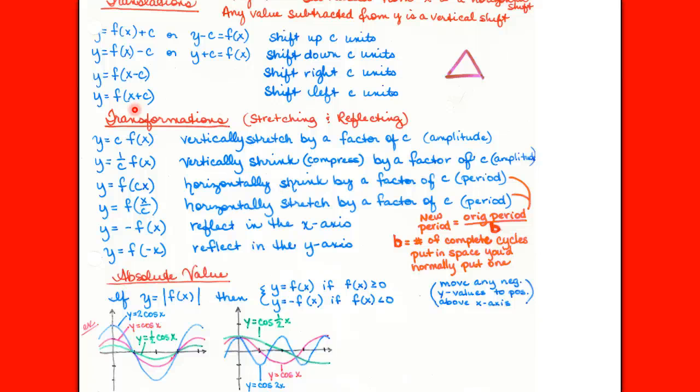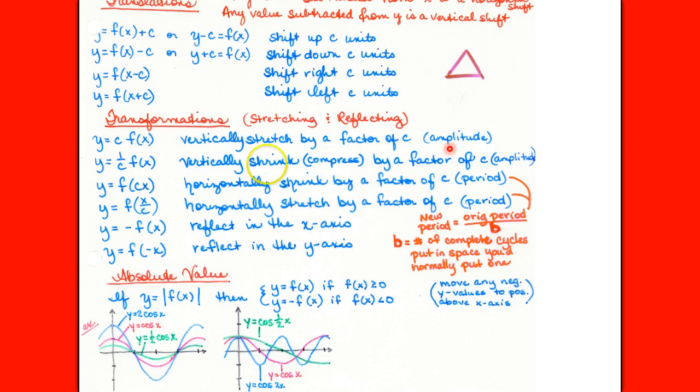So the first one that they give me here is when I have a number out in front of my function. So if I have a number out in front, like c or 1 over c, we learned last year that that changed the amplitude. That changed how high and low something went. So the textbook calls that, if you have c out in front, a vertical stretch by a factor of c. Again, we called that last year amplitude, where we did maximum minus minimum divided by 2.